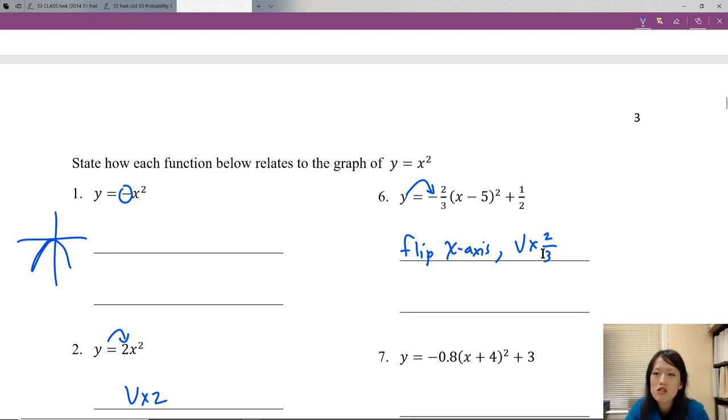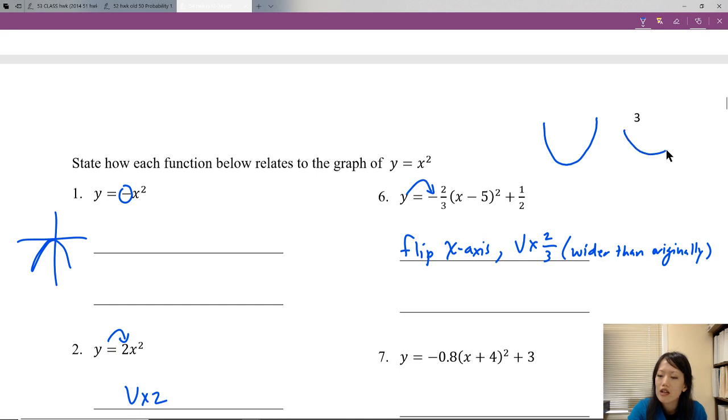So vertically times 2/3, or you can also think of it as horizontally wider than the original. If this is the original and the new one is compressed this way, you smash it down, it ends up being wider than the original. Some of you are saying that you don't talk about the y values, you only talk about the x values. So it's wider than the original graph. When you do vertically times 2/3, it's essentially a little bit wider.